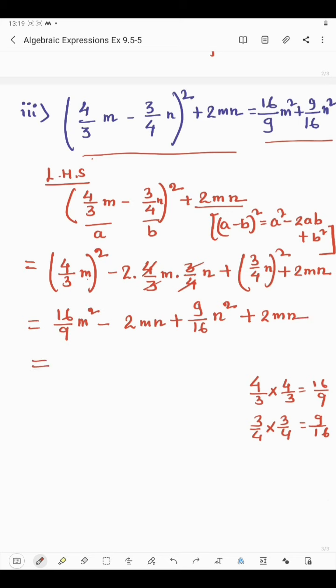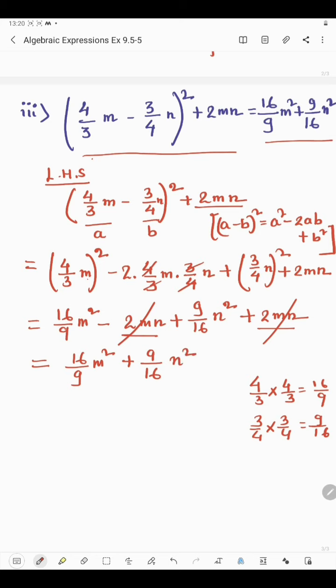Now we'll check the like terms first. What we have found is that minus 2mn and plus 2mn are like terms with opposite signs. So 2mn and minus 2mn will be cancelled, because 2 minus 2 is 0. So what will be left? 16 by 9 m square plus 9 by 16 n square. Okay, now the left hand side is solved.